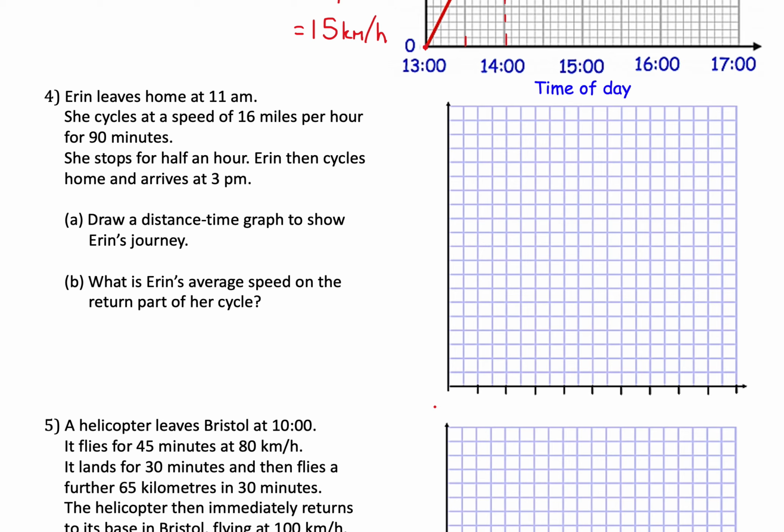So she leaves home at 11 AM, so it makes sense that I would start my graph at 11. And she returns home at 3 PM. So let's just see whether we can do it like this. 11, 12, 1, 2, 3. That would be fine. So I'm going to space out the axis like this. So each of the points in between these is obviously half an hour increments.